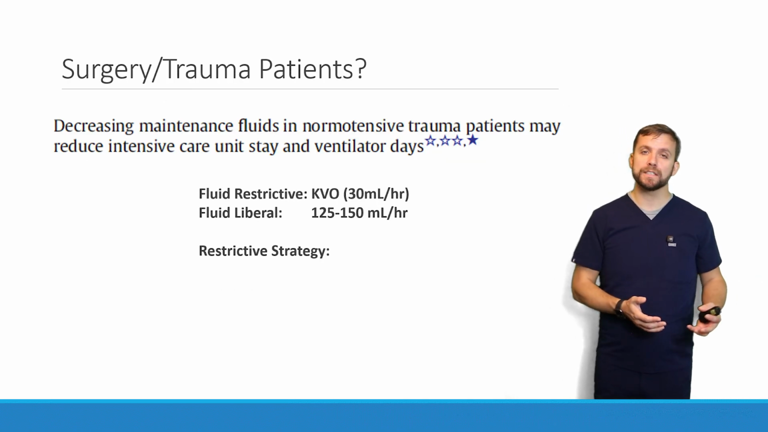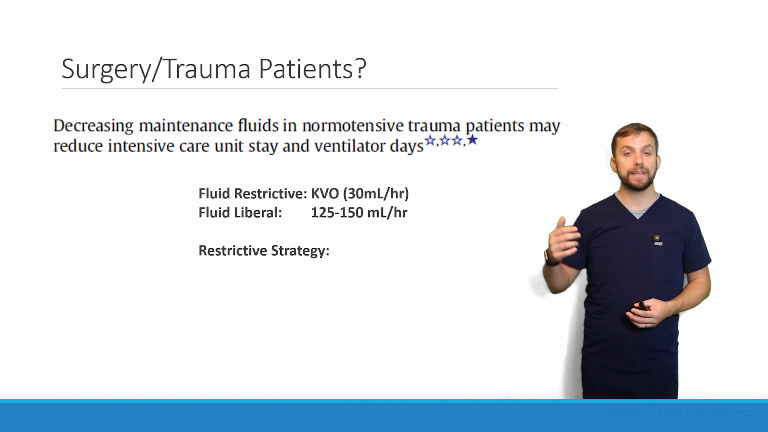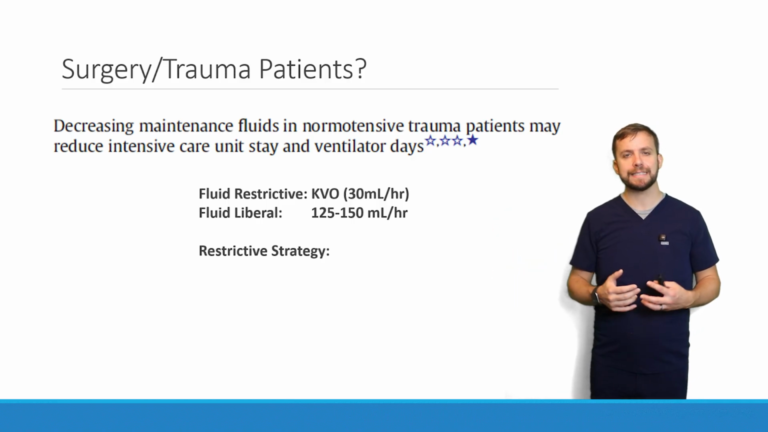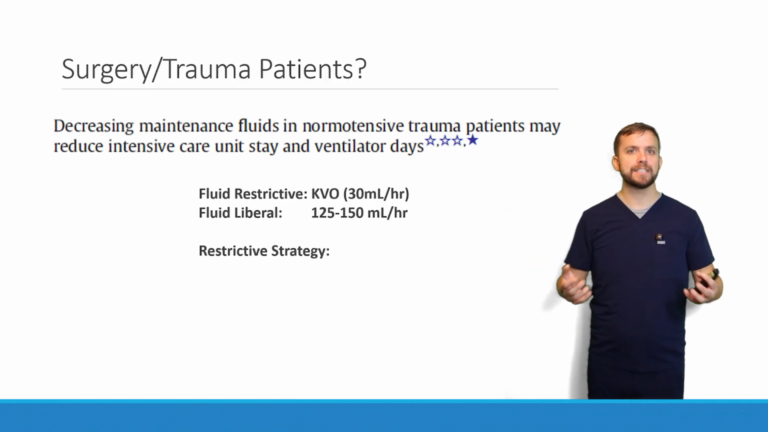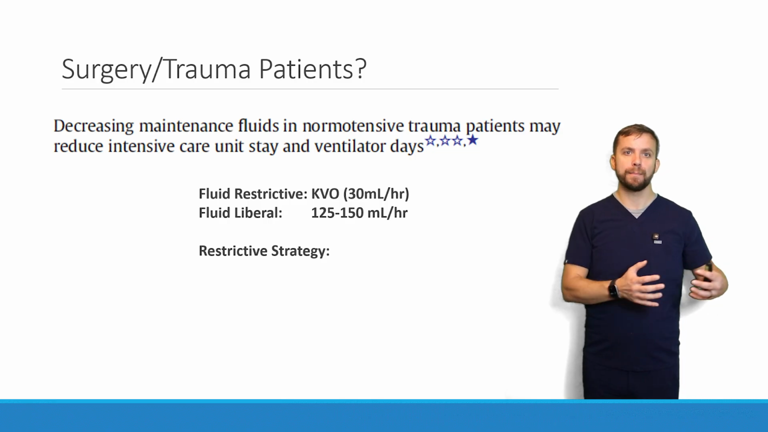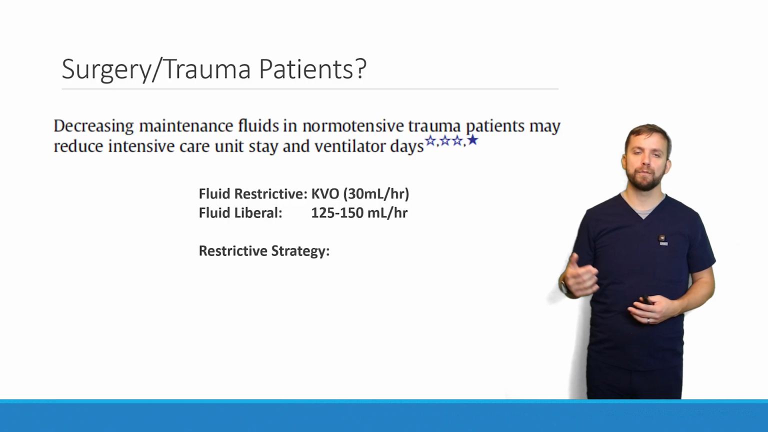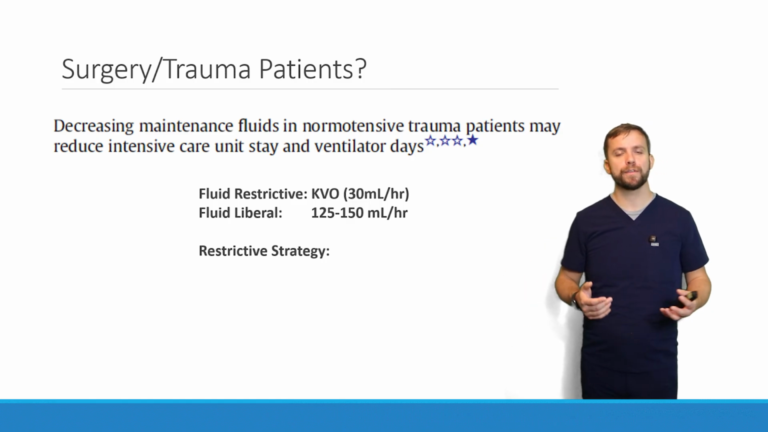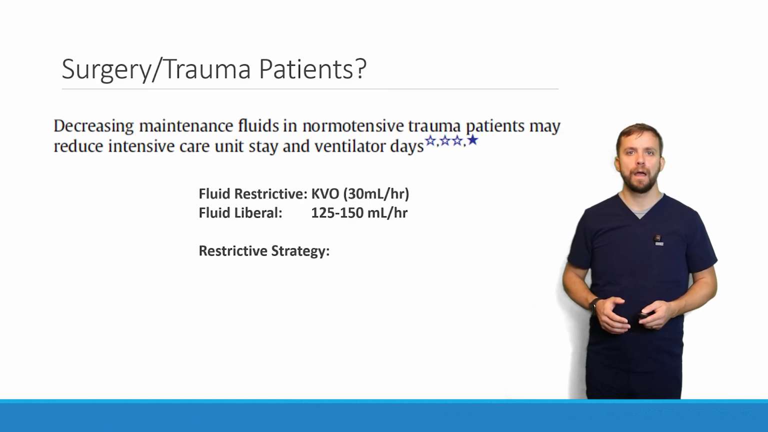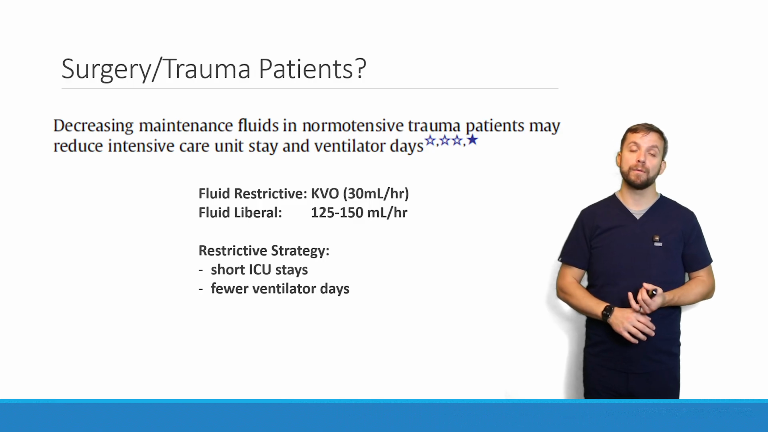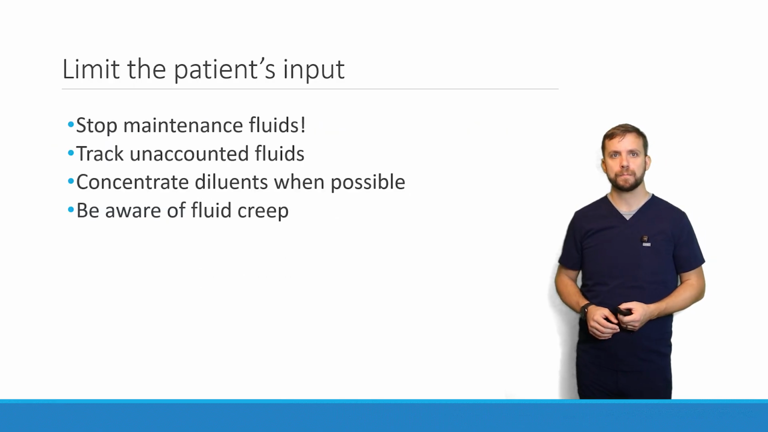There's another one that looked at surgery and trauma patients. So they said, let's decrease maintenance fluids. So like I said before, you're talking about those insensible losses and making sure you're recovering them. And they looked at fluid restrictive, which would be 30 mLs per hour, versus fluid liberal, which would be 125 to 150 milliliters an hour. And what they found was the ones that were fluid restrictive had shorter ICU days, fewer ventilator days.